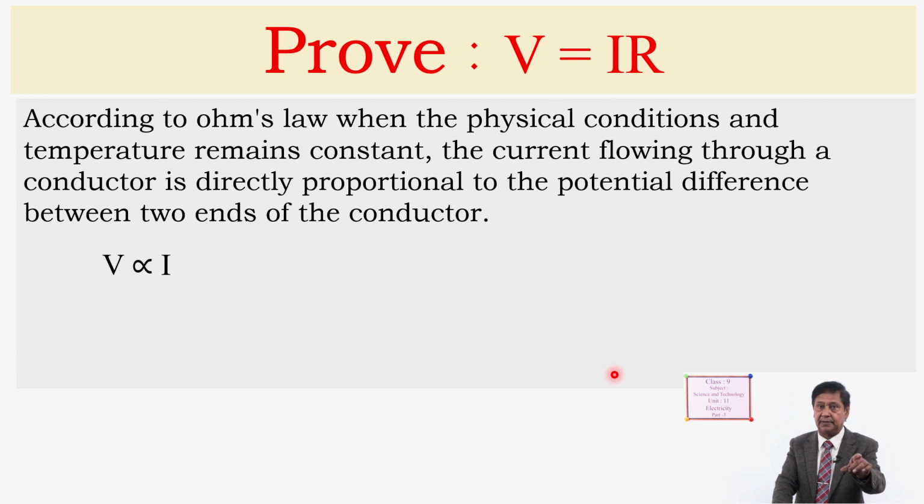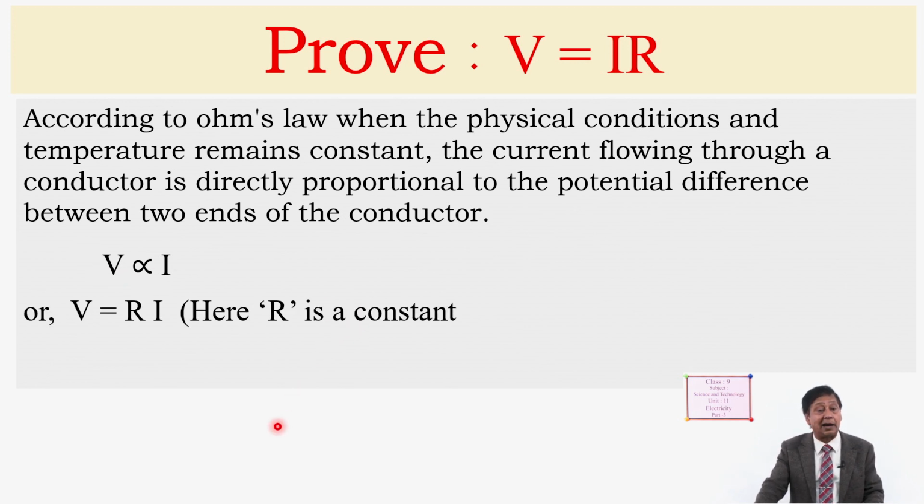Yes, V is potential difference, I is current. Now if two quantities are proportional, then there must be a constant between these two quantities, and if we convert this proportional sign into an equal to sign, then we can get an equation, but the equation must have that constant. We can convert the proportional sign into an equal to sign if we take the constant which is involved between V and I. This way, V equal to RI.